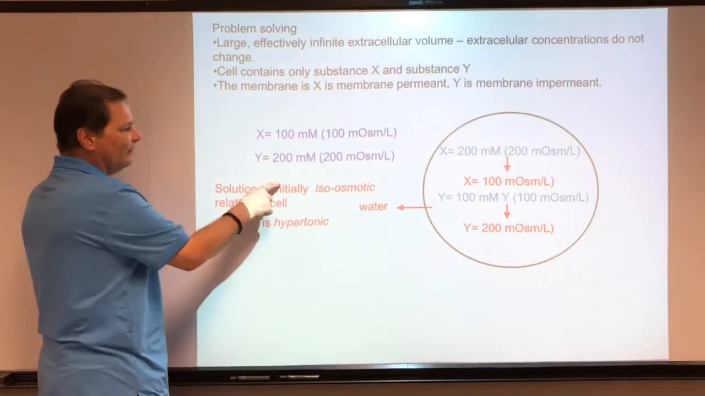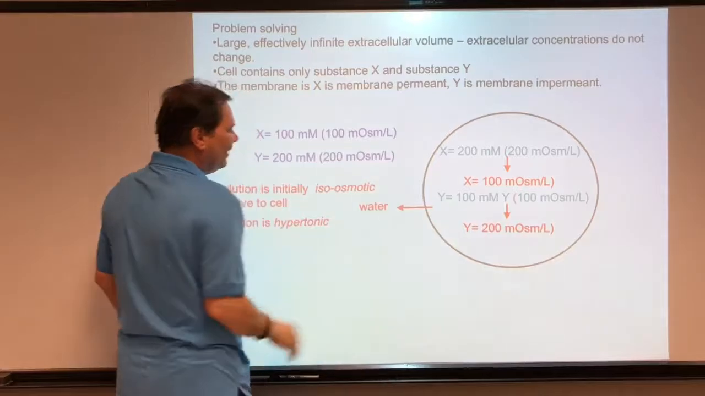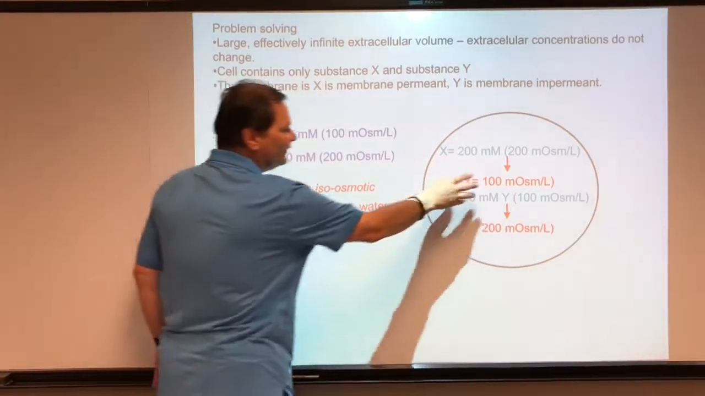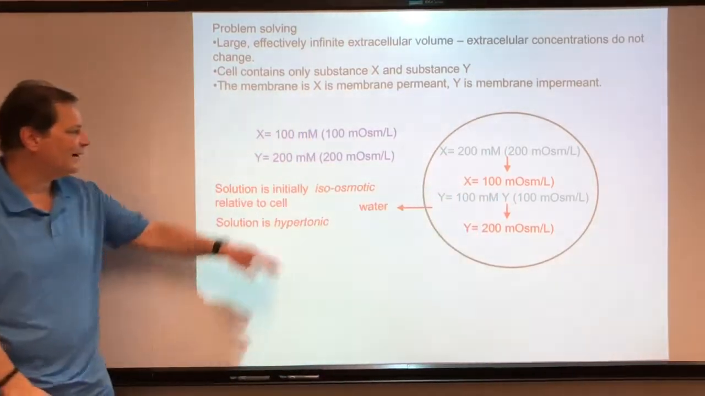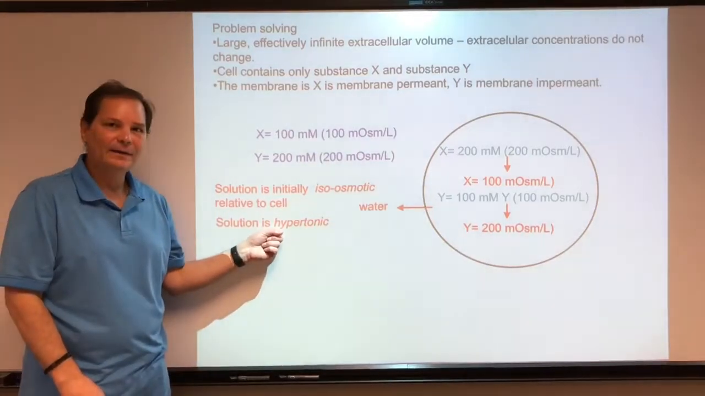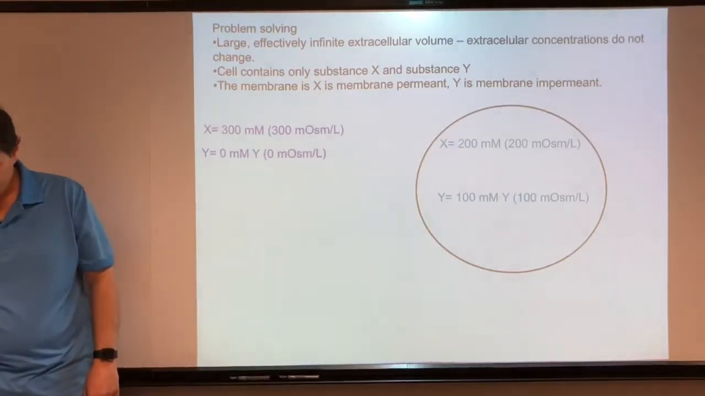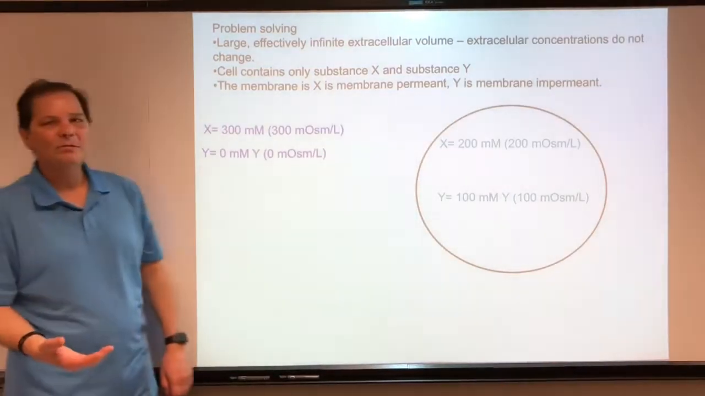Okay? Isoosmotic, add them up. Before you do anything, figure out what your solution is, in this case, relative to the inside of the cell. Isoosmotic relative to the inside of the cell. Hypertonic causes the cell to shrink. Okay? All right, let's do another problem.